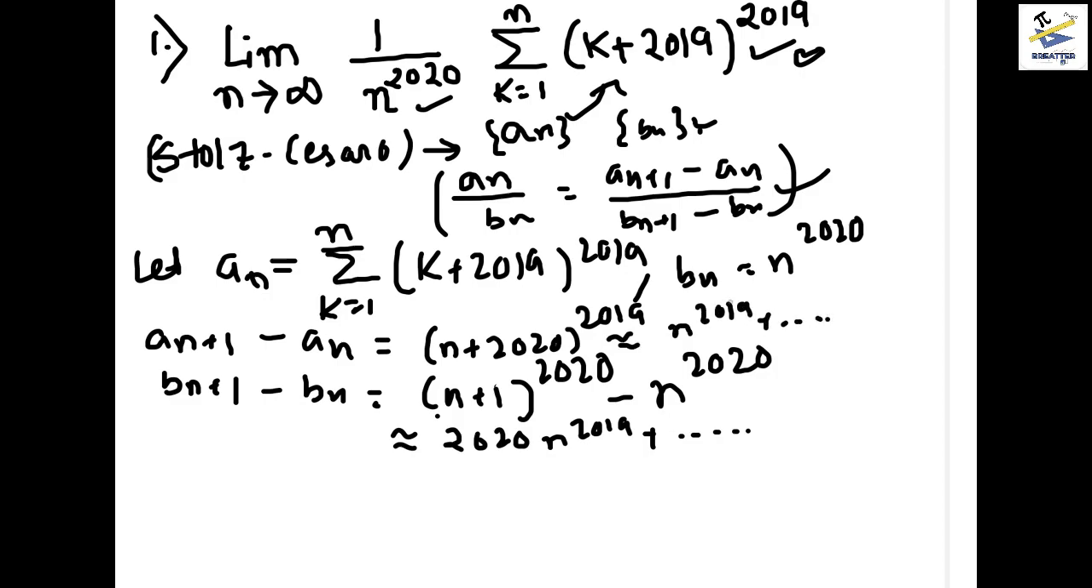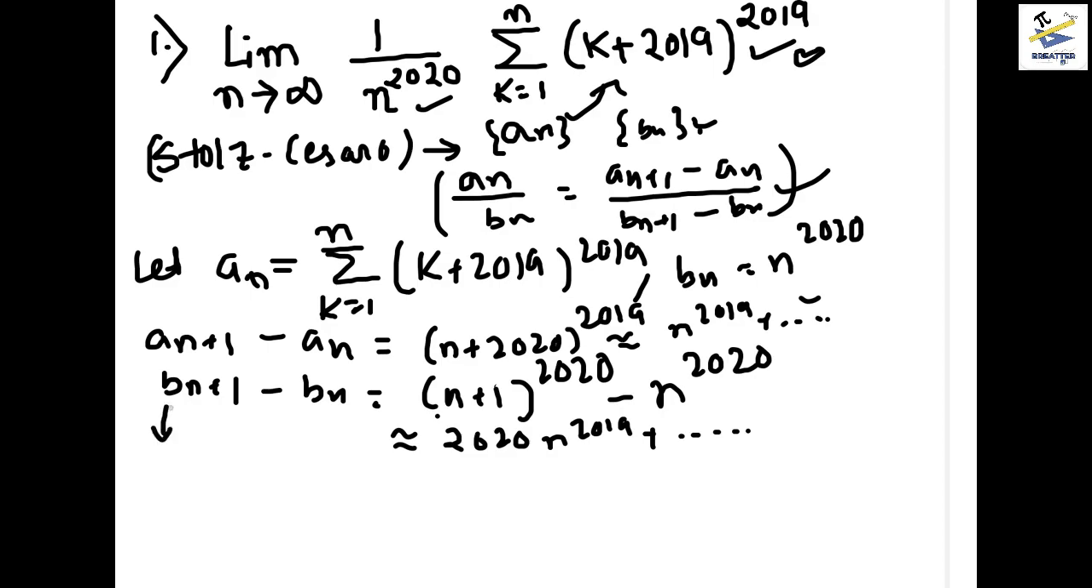So when you do a n plus 1 minus a n divided by b n plus 1 minus b n, you divide by n to the power 2019 up and down, and everything else cancels off because everything else is a lower power of n. So when you apply the limit, everything else becomes 0. So you only have 1 by 2020.